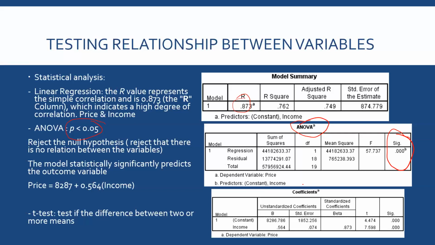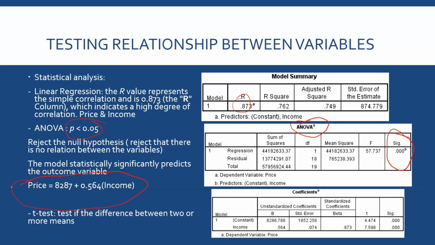All right, so the model statistically significantly predicts the output variables. So since this is significant, we have rejected the null hypothesis. We rejected that there is no relationship, which means yes, there is a relationship. Therefore, we could create an equation to predict any future prices. What would be the price based on the income?